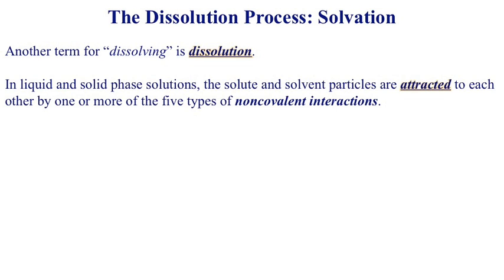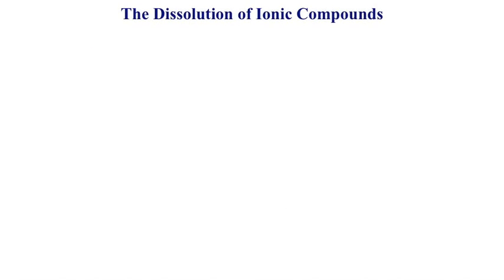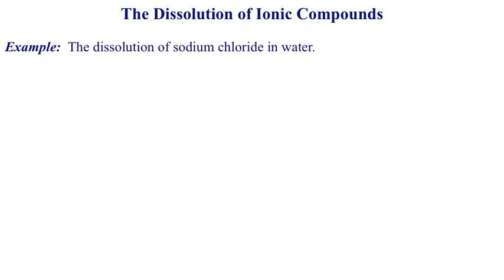In liquid and solid phase solutions, the solute and solvent particles are attracted to each other by one or more of the 5 types of non-covalent interactions. The stronger the solute-solvent interactions, the more solute that can be dissolved. Let's consider the dissolution of ionic compounds using sodium chloride as an example.